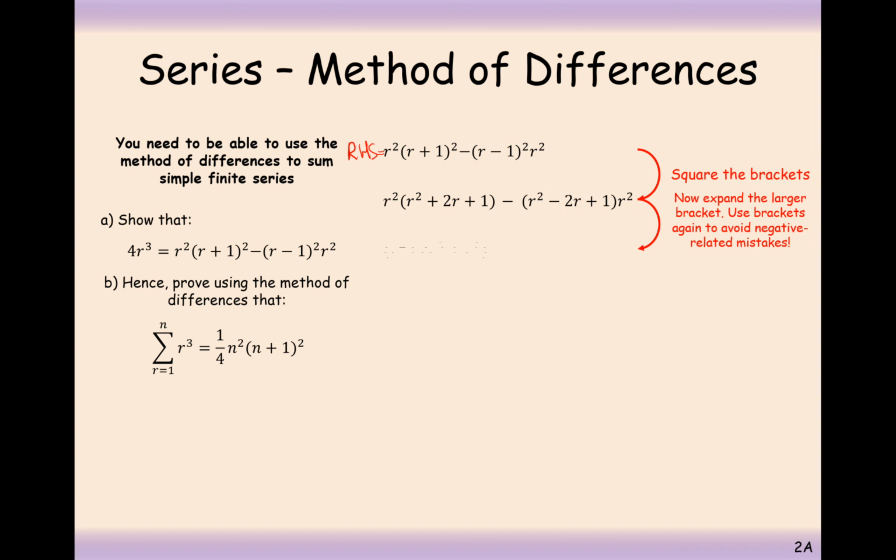So square the brackets, move the r squared term inside the brackets to avoid making any negative mistakes. Then we'll group all the terms together. R to the 4 will cancel out on both of them, given that there's a negative in the middle. Minus 2r cubed, that will make it into a positive, but the r squareds will cancel out, leaving just 4r cubed.